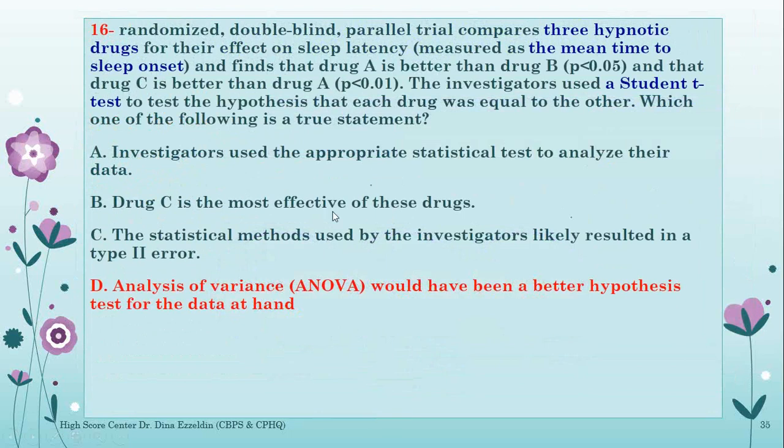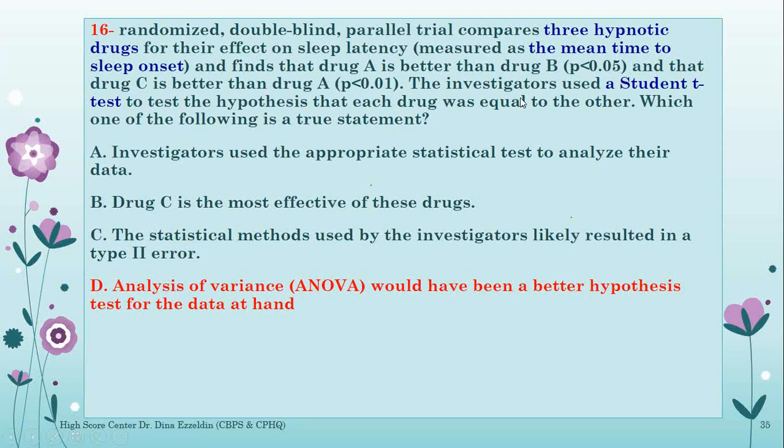A randomized double-blind parallel trial compares three hypnotic drugs for their effect on sleep latency, measured as the mean time to sleep onset. So here we want to measure time. Time is continuous data. They find that drug A is better than drug B, p less than 0.05, and that drug C is better than drug A, p less than 0.01.